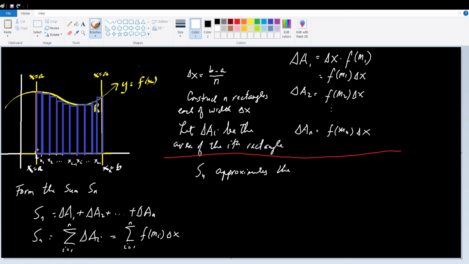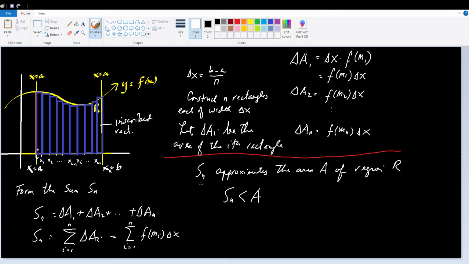Okay, so clearly S sub n approximates the area A of region R, and Sn is less than the area A of region R because we are using the absolute minimum values. We call these rectangles inscribed rectangles. And so the area of these n inscribed rectangles will be less than the area of region R.